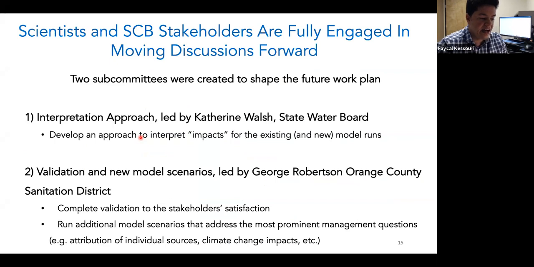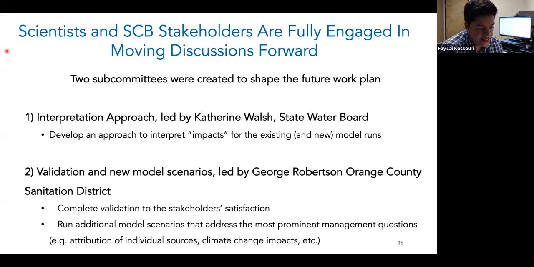The stakeholders with the scientists are very engaged and they are moving the discussion forward. They elected two subcommittees. The first one is specific on the approach. It's going to be led by Catherine Walsh. They are going to work with us on developing the most appropriate approach for understanding the possible impact. From our runs and from future runs, we are going to decide together.